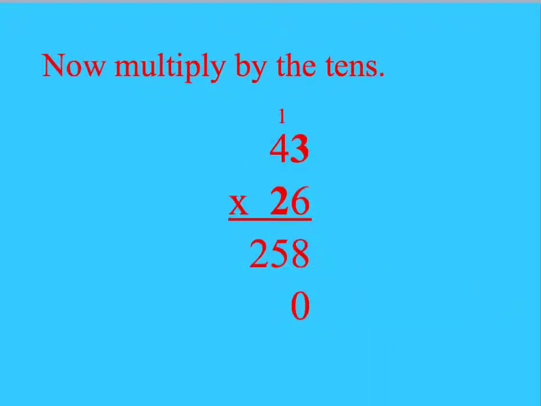So the next thing we're going to do is multiply by the tens. It's important to remember that this 2 is actually representing the number 20 because it's in the tens place. So when we do 2 tens times 3 ones, we're going to get the number 60. So we've already added our 0 to the hero here, which we always do when multiplying by tens, so we just need to bring down our 6.